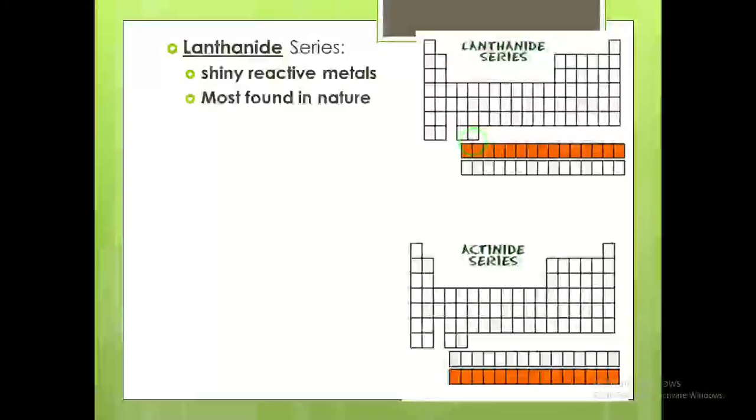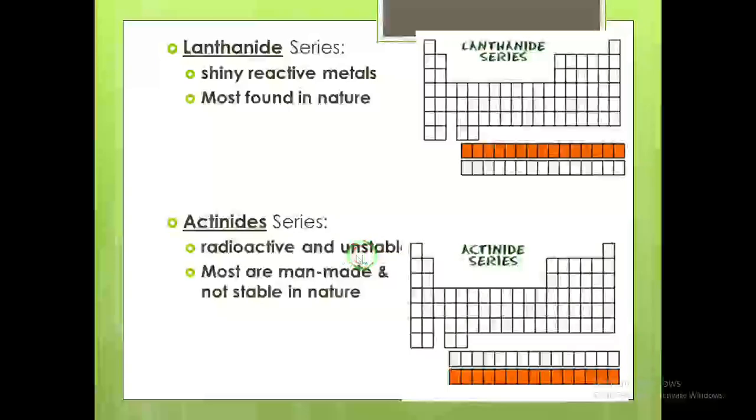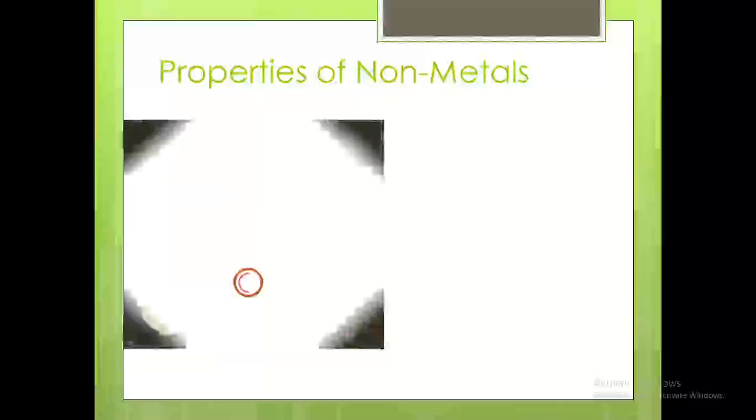Can you see? We have the lanthanide series, which are shining and found in nature. We have the actinide series, which are radioactive and mostly man-made. So the lanthanide series are mostly found in nature. Remember the word mostly. The actinide series are mostly man-made, and when they are even found in nature, they are not usually stable. They break down to form something else.